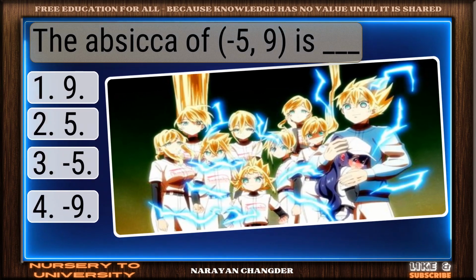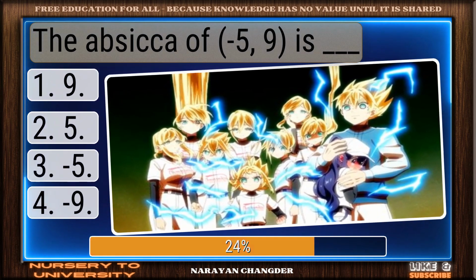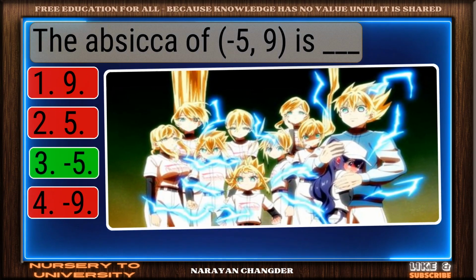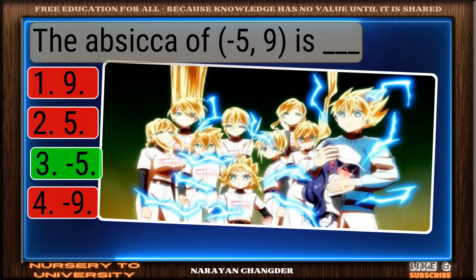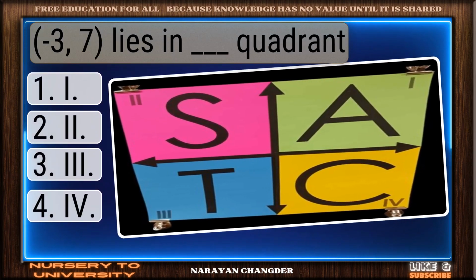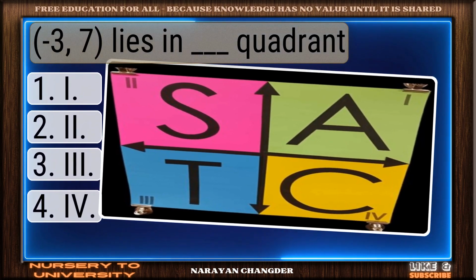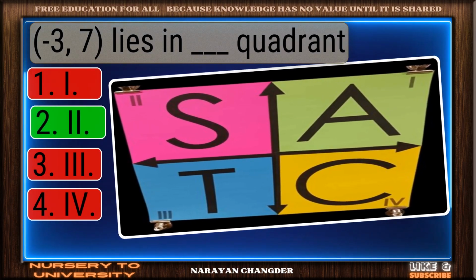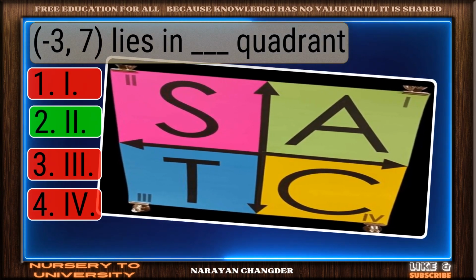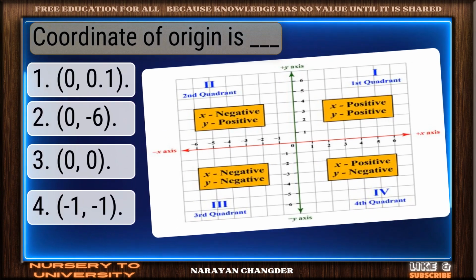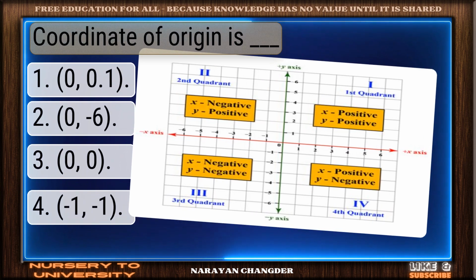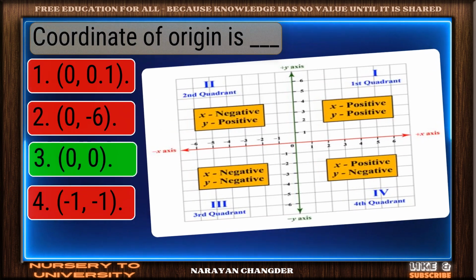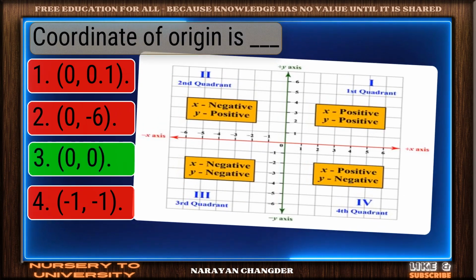Question number 184. The abscissa of the point is dash. Nice selection. 5 is the correct and valid answer. Question number 185. The point lies in dash quadrant. Exactly. I makes sense and it is the right choice. Question number 186. Coordinate of origin is dash. Excellent. Is a brilliant choice.